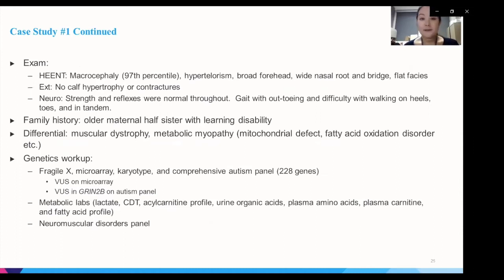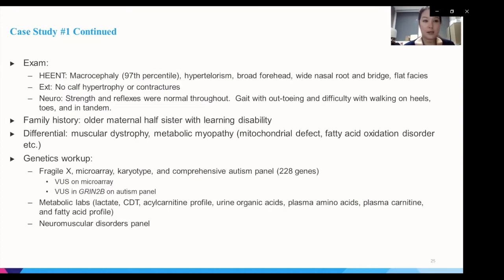So on exam, he did have some subtle but non-diagnostic dysmorphic features. He was macrocephalic. He was hyperteloric, had a broad forehead, wide nasal root and bridge, and also flat facies. On his neuro exam, he had difficulty walking on his heels and his toes, but his strength and reflexes were otherwise normal throughout, and he had no calf hypertrophy. On his family history, he had an older maternal half-sister with a learning disability, but otherwise his family history was unremarkable for any other individuals with a similar condition.